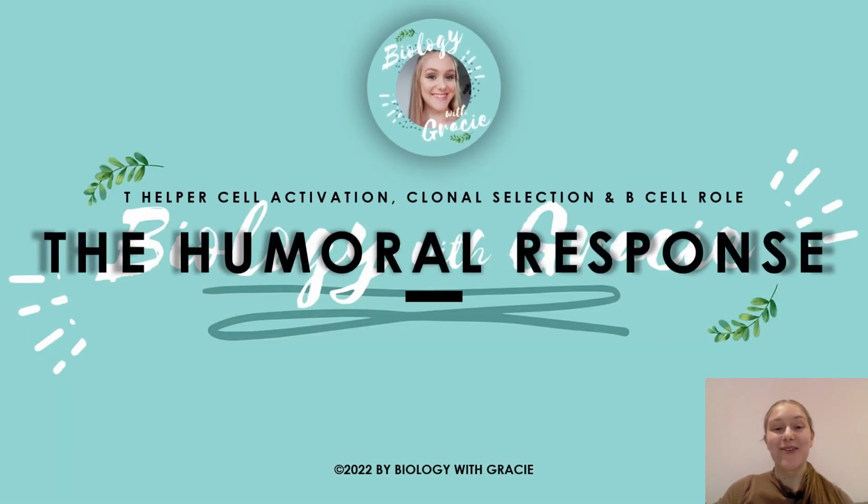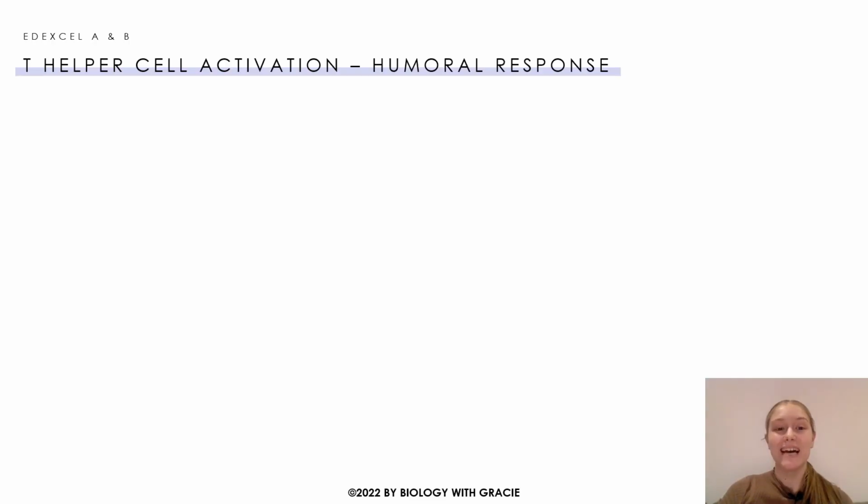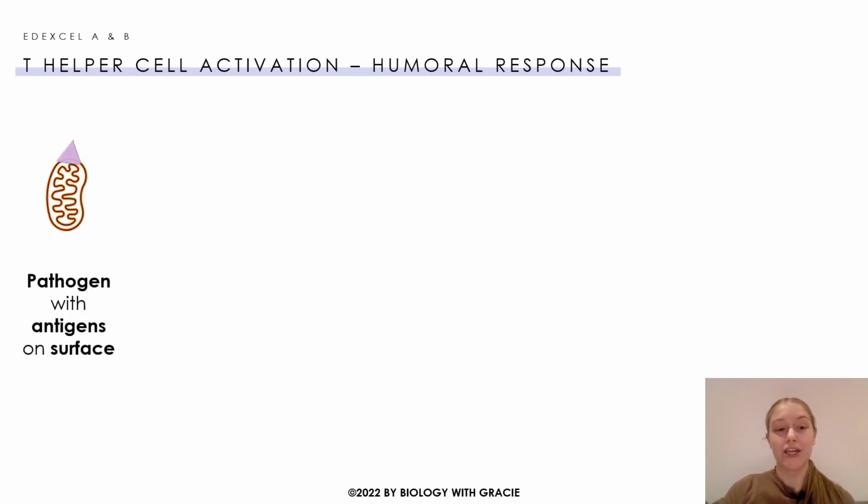So now we're going to go through the humoral response. So this involves T helper cell activation, clonal selection, and the roles of B cells. Okay, so T helper cell activation. So this is a key part of the humoral response. So the first stage in T helper cell activation is you are infected with a pathogen that has antigens on its surface.